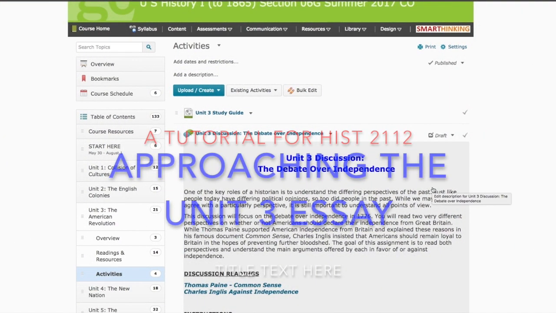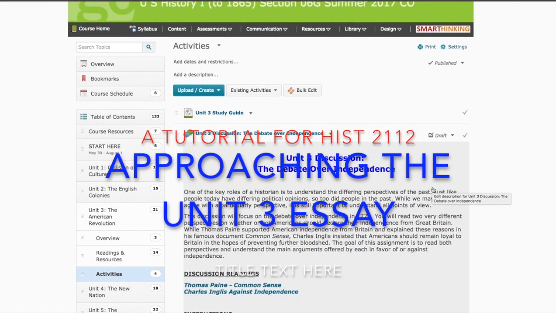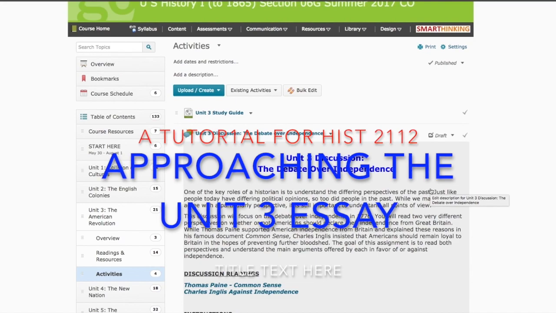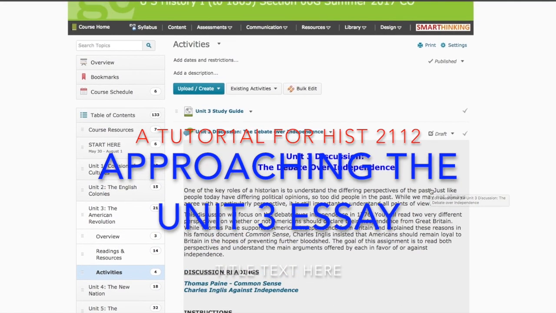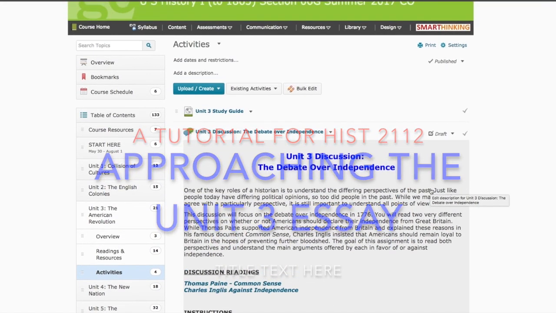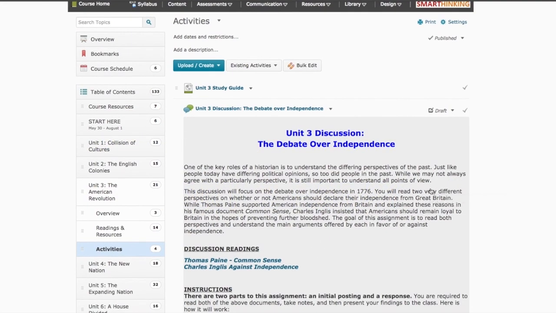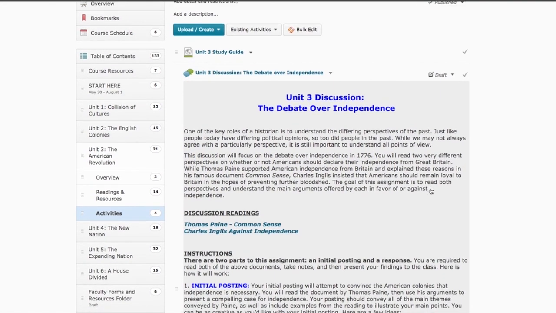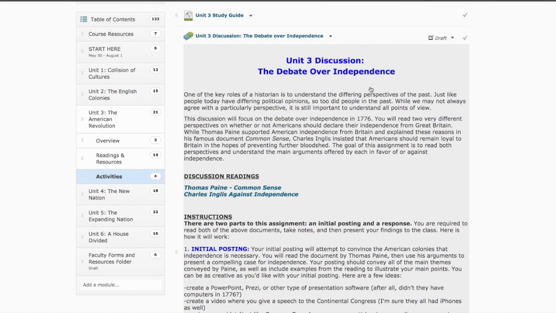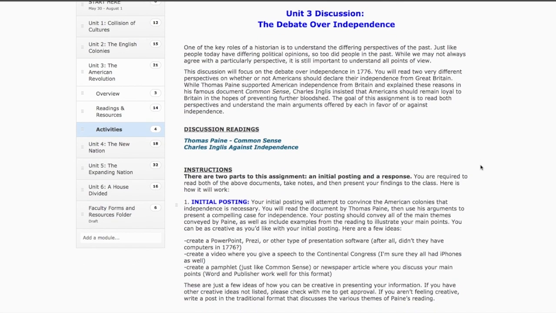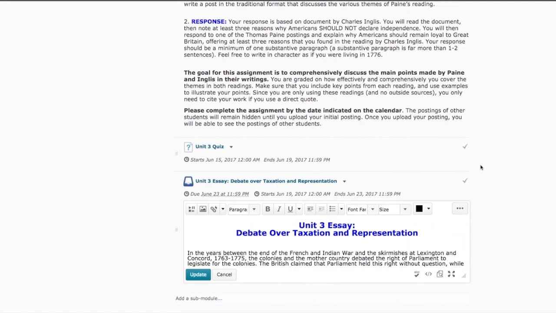Let me walk you through the Unit 3 essay, which is available under the content link, as are all the assignments. Now, when you scroll down the content link, you may see this draft for the Unit 3 discussion. You probably won't see it. And indeed, there is no Unit 3 discussion. There is no discussion for Unit 3. You probably won't see that.